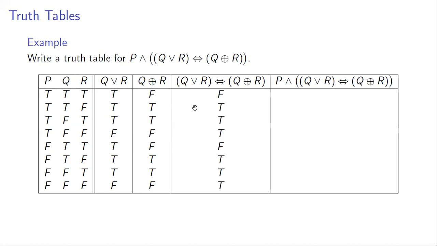And then finally, we're going to take this column and combine it with P using and. So P and this previous column. So it's going to be true and false, which is going to be false, and so on. So go do that column, and it's here. So this is our final column, and it tells us what the truth value of the statement is for each possible combination of truth values of P, Q, and R.